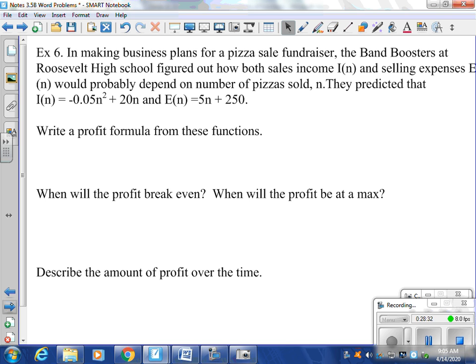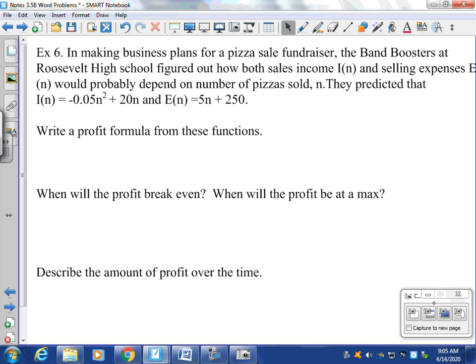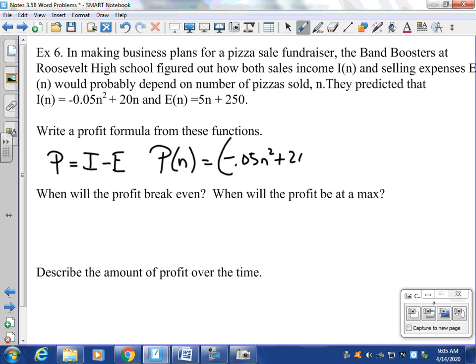So let's see what we can do with this. First of all, if you have income, that's the money coming in. If you have expenses, that's the money going out. So if you have $500 coming in and $20 going out, the difference in that would be your profit. So I need to take these formulas and say profit is equal to income minus expenses. So my profit P of N formula is going to be equal to, and I would put these in parentheses since there's more than one term, negative 0.05 N squared plus 20N, minus 5N plus 250, parentheses. So you put those in parentheses and say you want to subtract them.